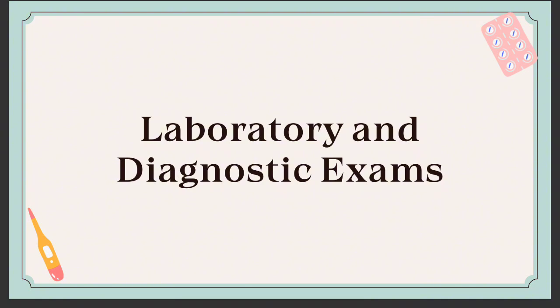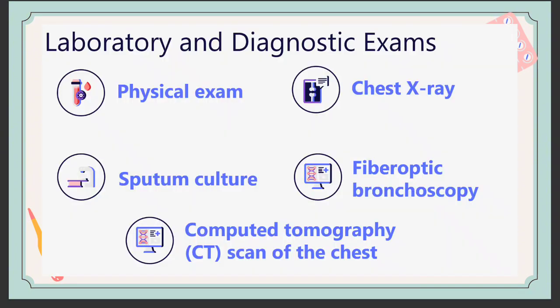So for our laboratory and diagnostic exams, we have the physical exam, so auscultation for breath sounds and percussion. When we percuss, there is a dull sound in our lungs. Then we have chest x-ray and computerized tomography or CT scan. This is for imaging. Next, we have sputum culture for bacterial analysis and bronchoscopy. So your doctor might use a device called a bronchoscope, which is a thin tube with a light and a camera on the end to see inside our lungs.